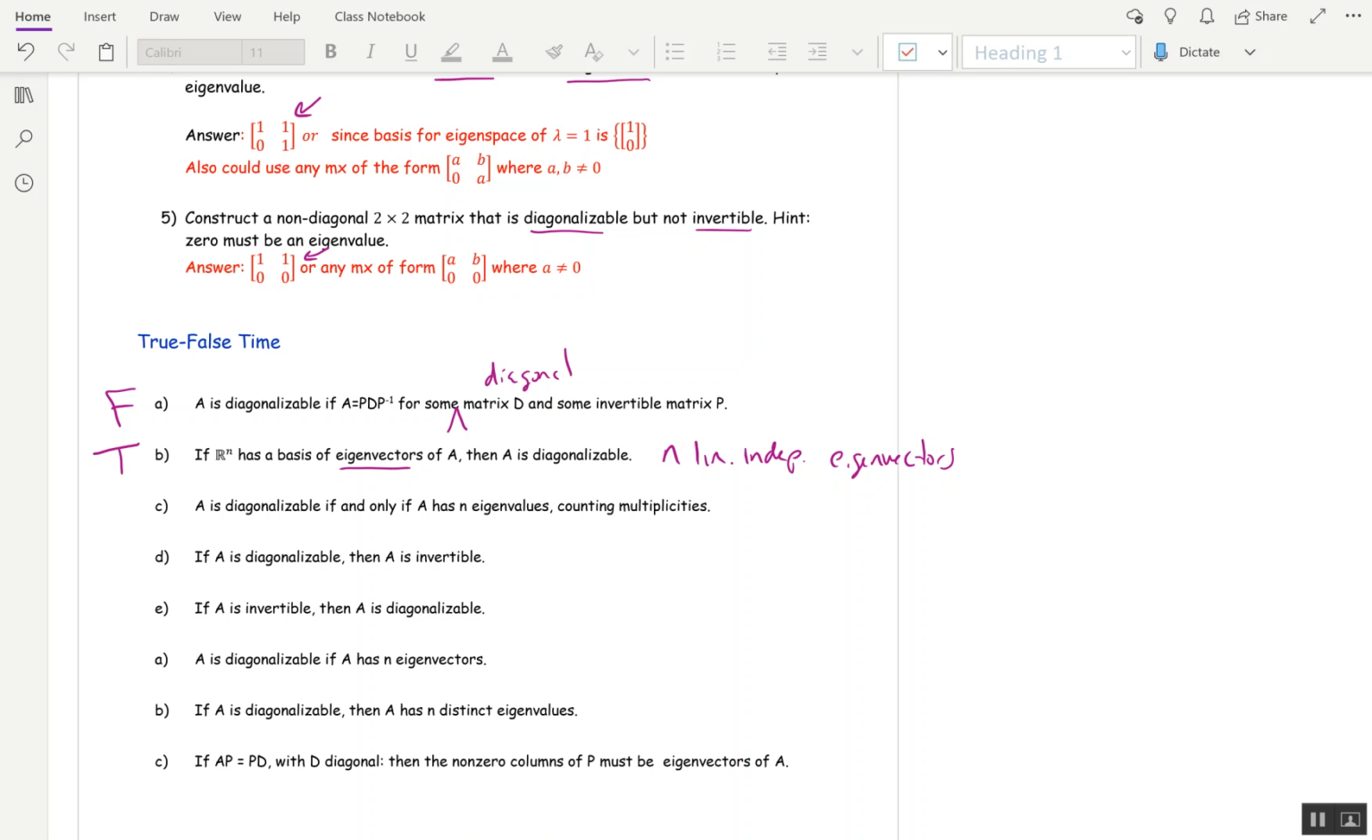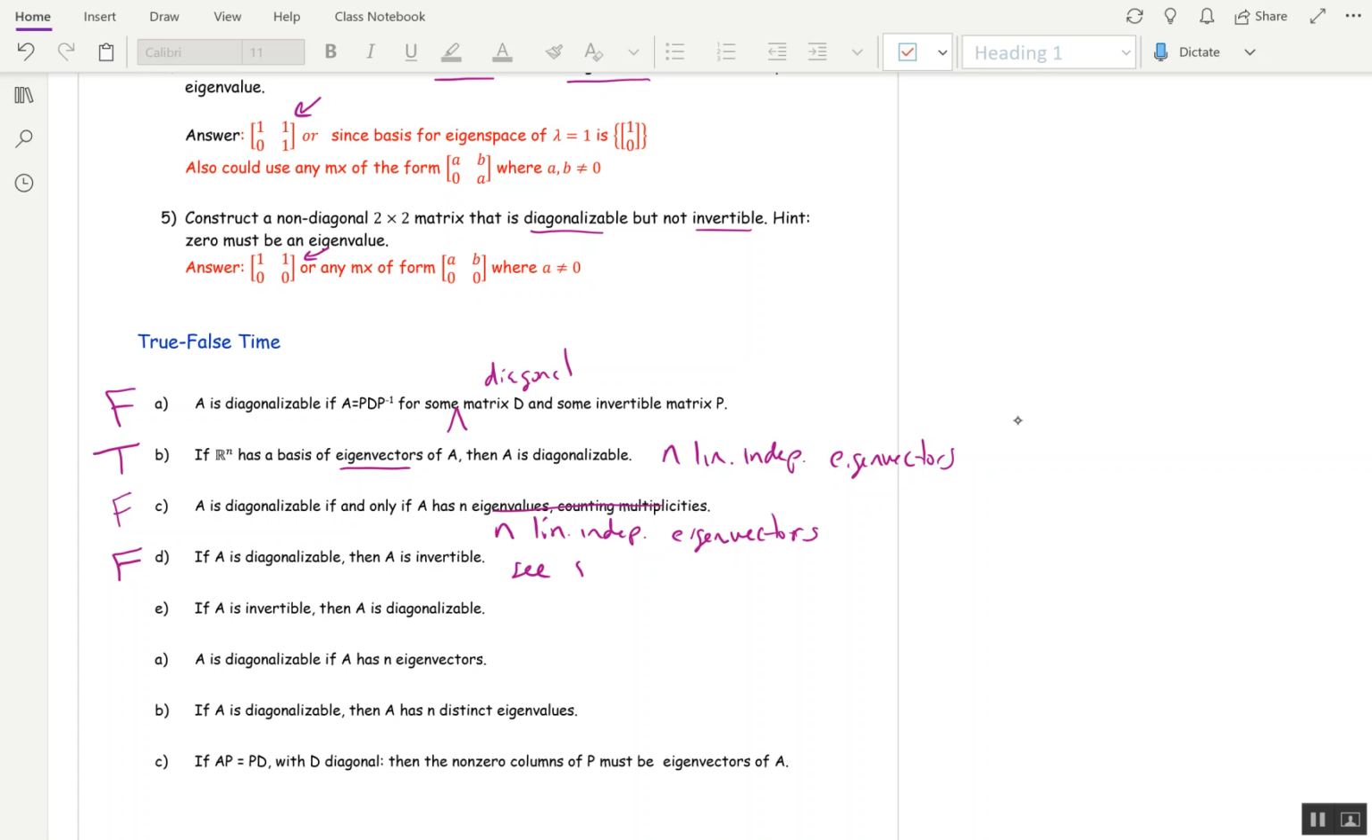Okay, C, A is diagonalizable if and only if it has n eigenvalues counting multiplicities. That's false. A matrix will always have n eigenvalues if you count the multiplicities. It's diagonalizable if and only if it has n linearly independent eigenvectors. Okay, D, if A is diagonalizable, it's invertible. False.